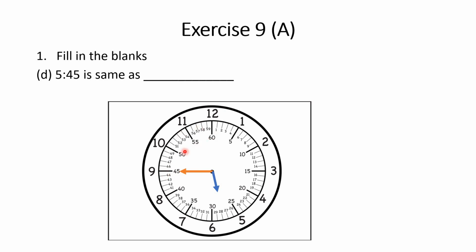So before 6, how many minutes are there? 15 minutes. 15 is also known as quarter. So it is also known as quarter to 6. Why? Because a quarter of an hour remains until 6 o'clock.